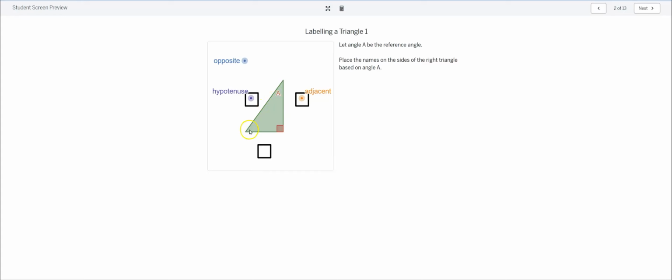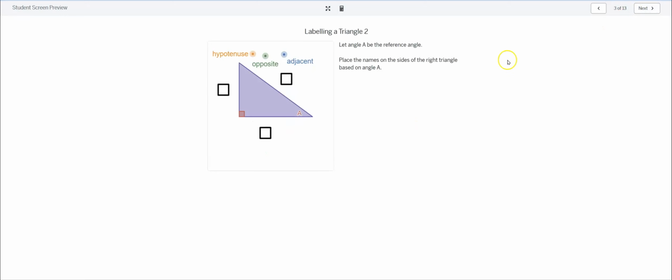So if A was in the bottom left, that would switch. The adjacent would be at the bottom now. But since the A is at the top, the adjacent touches that, and the opposite is the side that doesn't touch it. So if you can correctly understand that first part, it's kind of the puzzle, right? Making sure you choose which angle you're looking at correctly, and I'll label it and tell you which angle to look at. Then the hypotenuse is still always going to be the longest side. The adjacent and opposite are based upon that angle. So just make sure we are careful there.